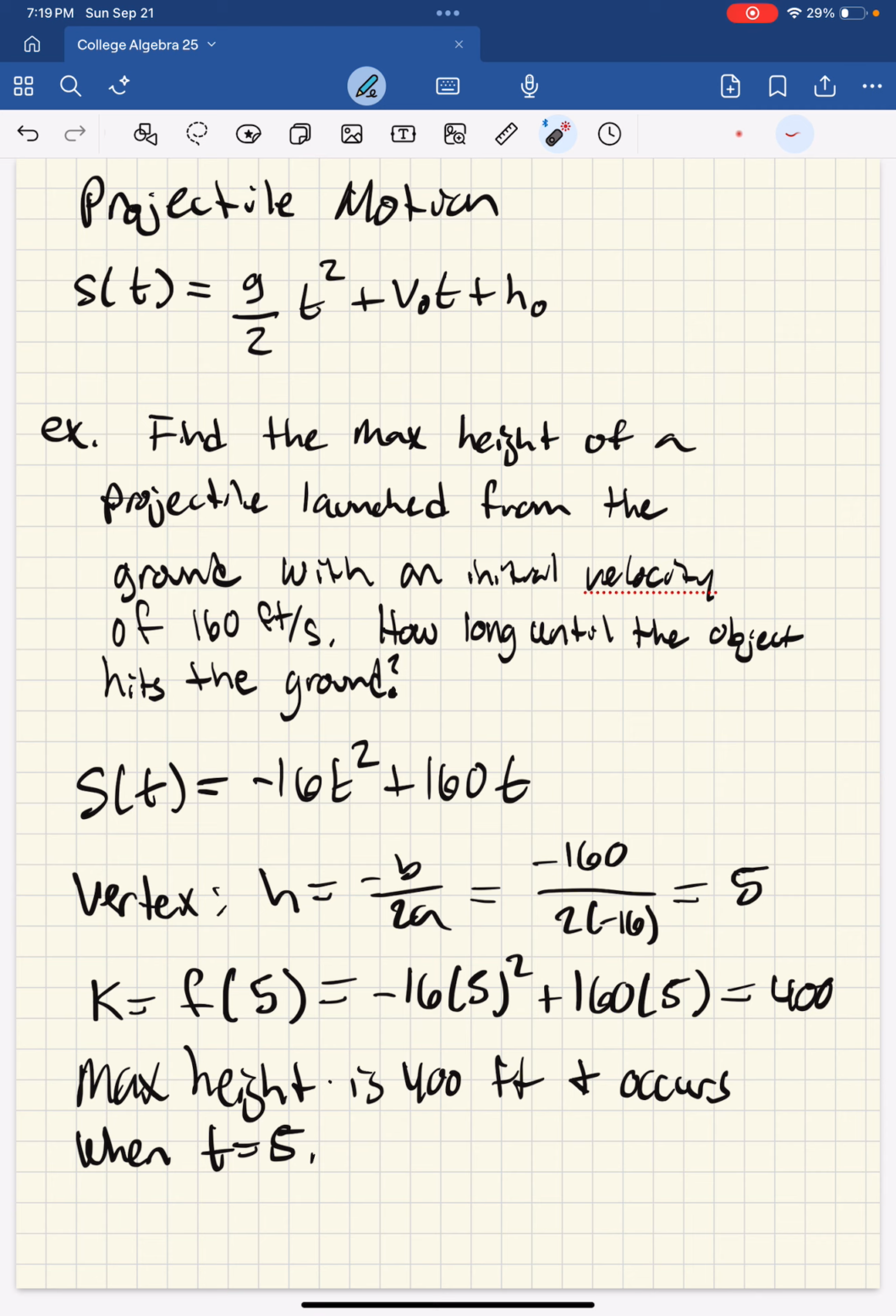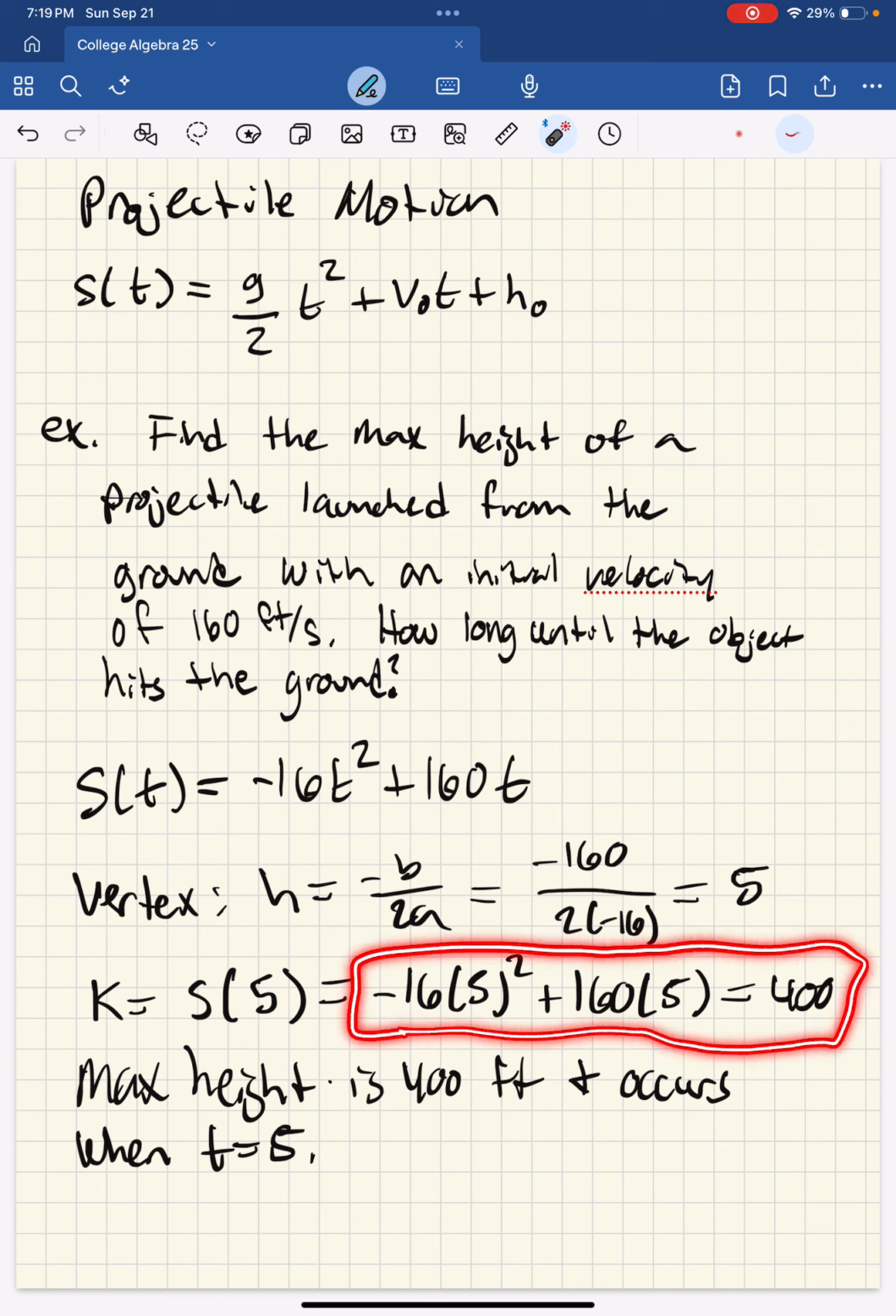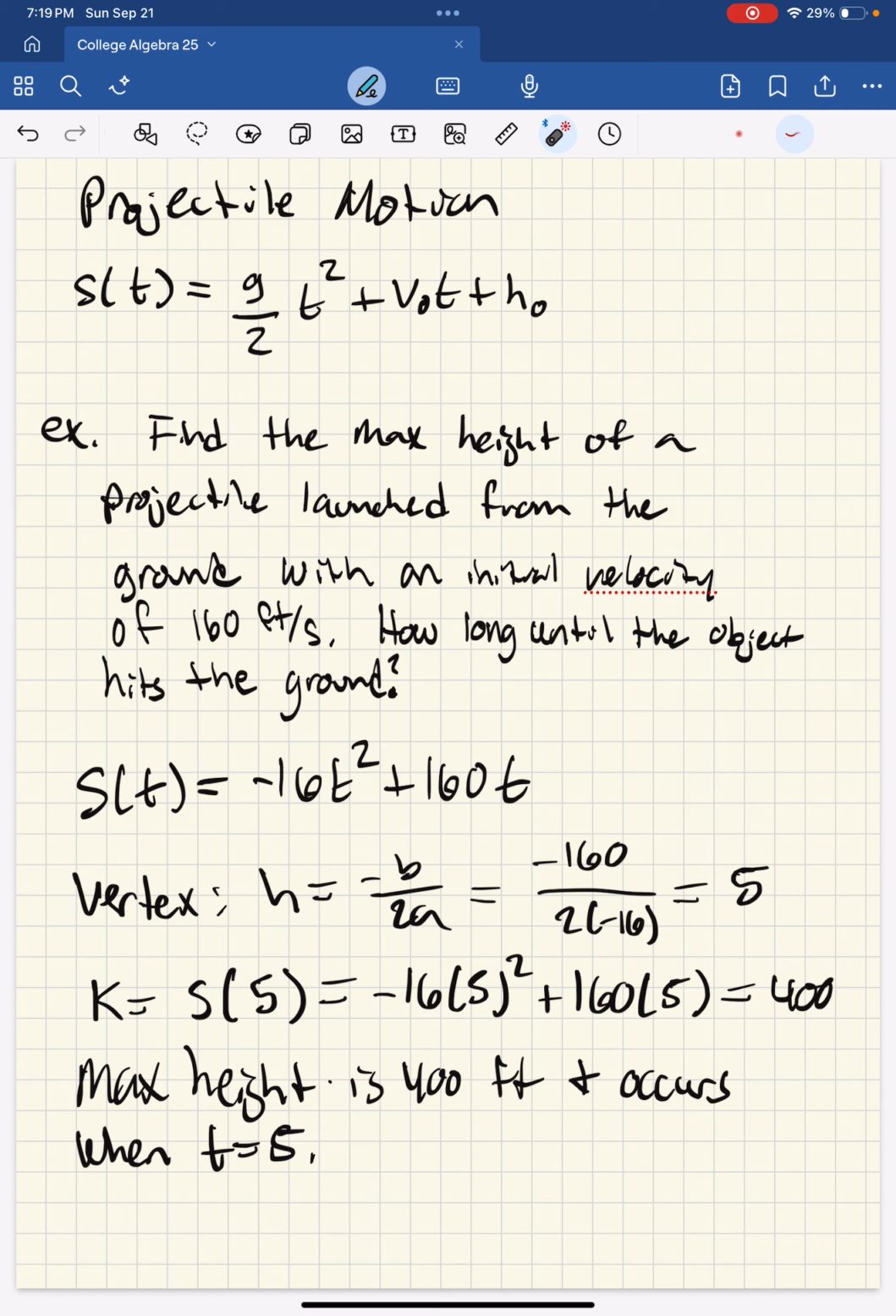In order to find the maximum height, we need to calculate, oh, I accidentally wrote f. Let me change that. We need to calculate s of 5, so the height when time is 5. So we plug in 5 for t, and we get 400. So the maximum height is 400 feet, and it occurs when t is 5.